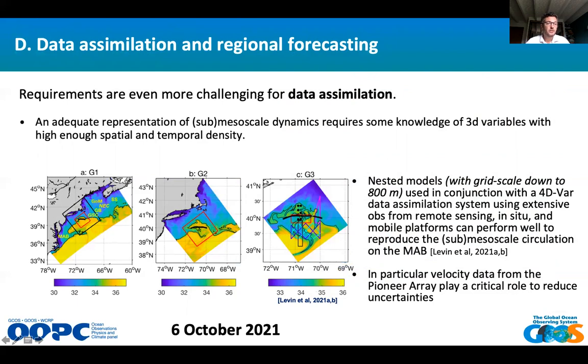And it manages to reproduce fairly well the circulation even at close to the sub-mesoscales. And it has been shown that, in particular, the velocity data from the Pioneer Array played a critical role to reduce uncertainties in the reproduction of the circulation. So this doesn't come as a surprise, but 3D data with high enough resolution, in particular velocities, are needed to do that. But it's again reinforcing the point that we need to get as much of this data as possible to be able, one, to evaluate the models, and also to perform data assimilation in this case.